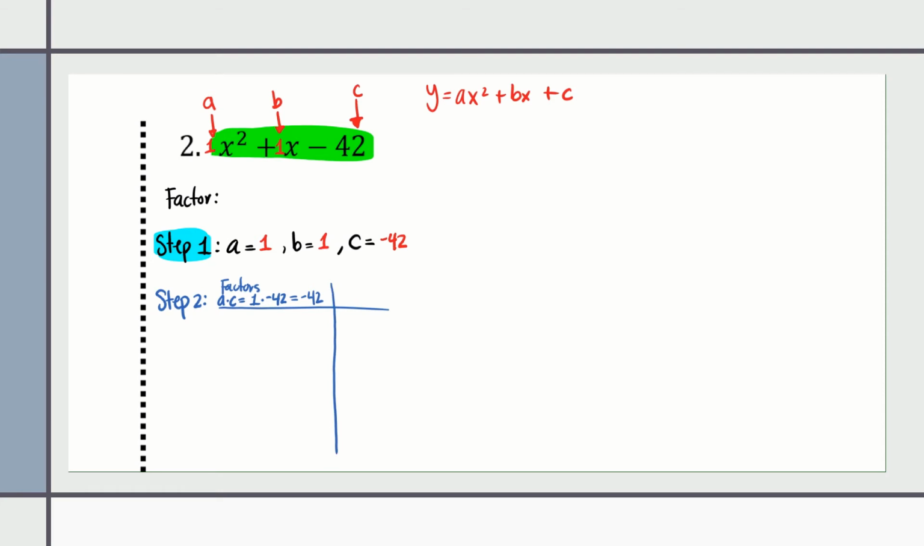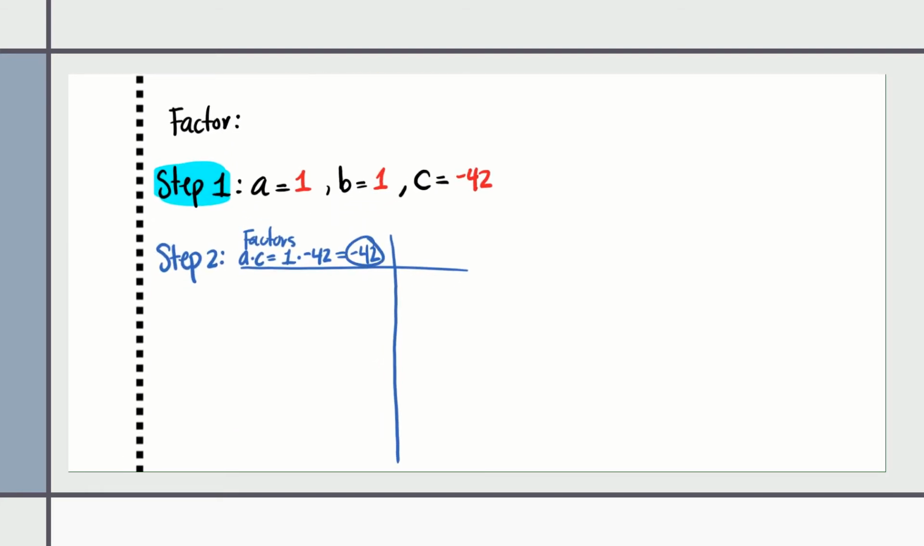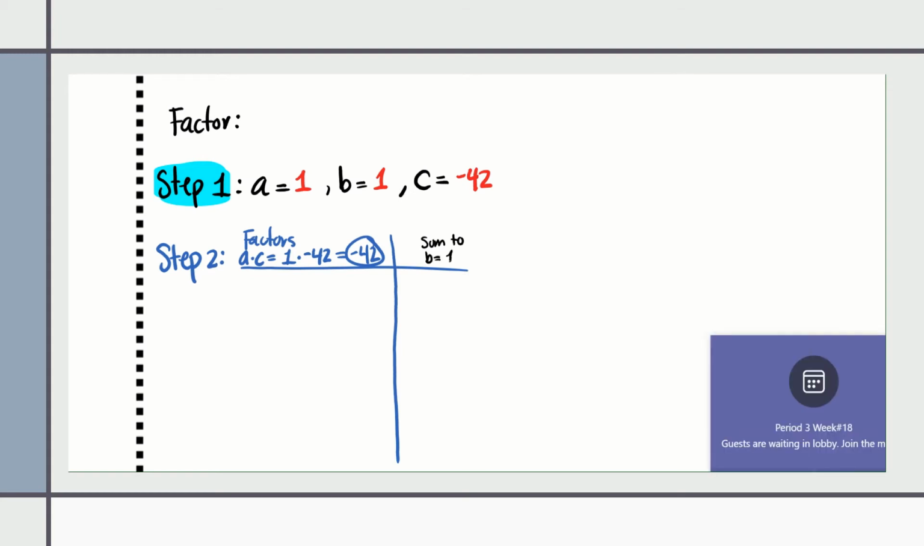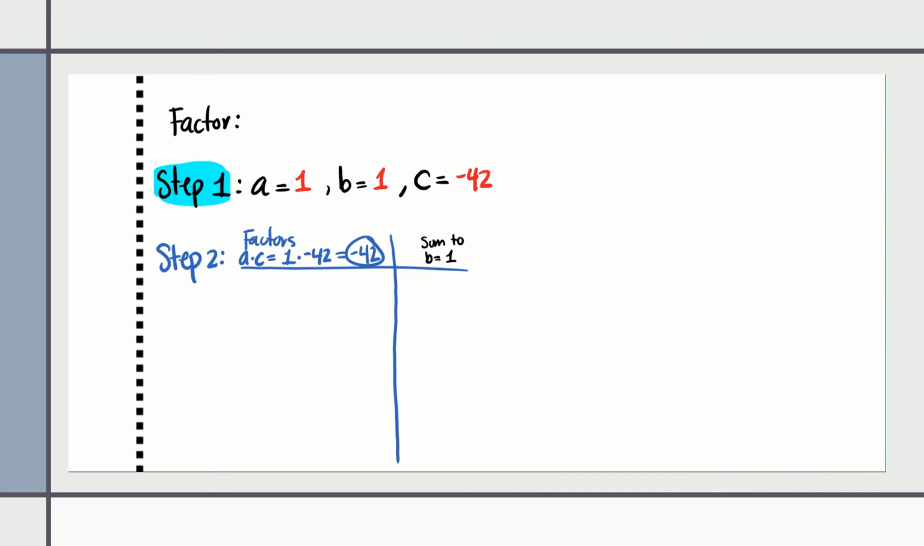And not only do we want to find the factors of negative 42, but we want those factors to meet another condition. That is that we want those factors to sum up to B, which in this case is 1. So I want two numbers that multiply to negative 42, but also those numbers need to add up to positive 1. Let's start with the most basic factors: 1 times negative 42. One of those needs to be negative since we want to get negative 42. We'll make the 1 negative because we want our sum to be positive. If I add negative 1 and positive 42, I don't get 1. So that means I have to continue looking for my factors.